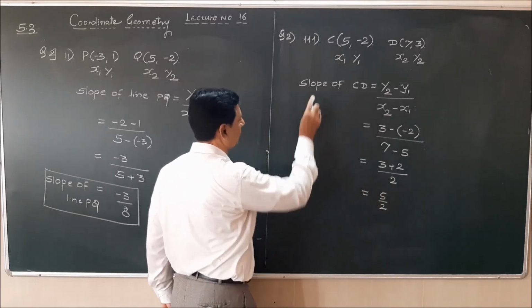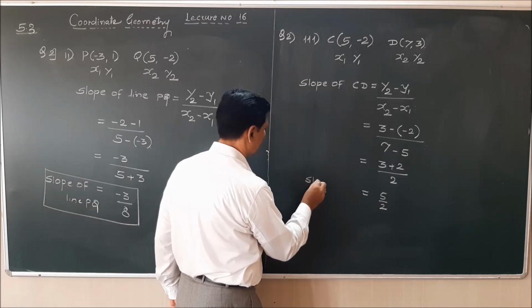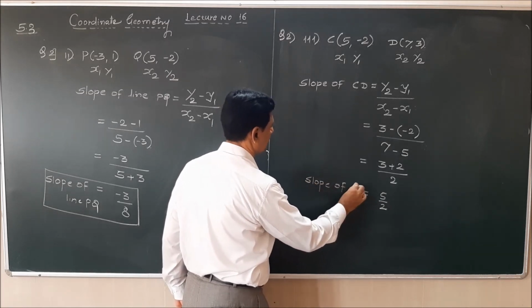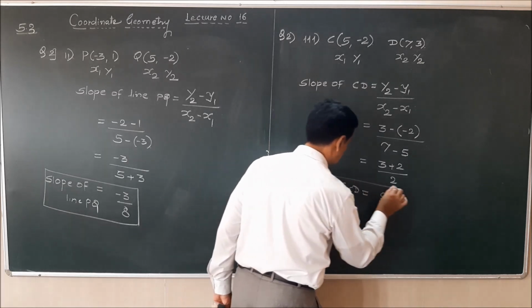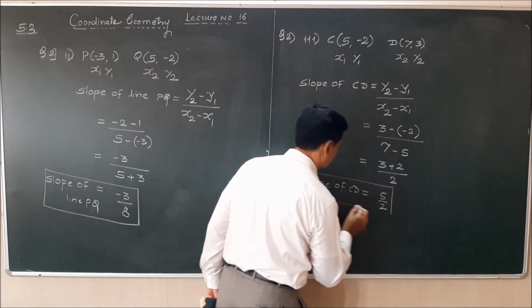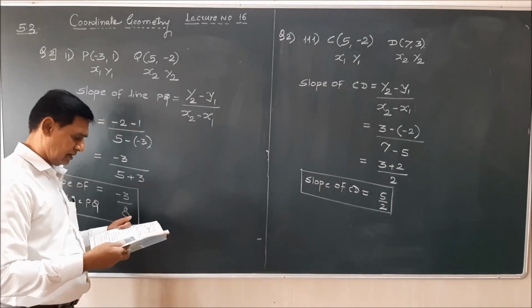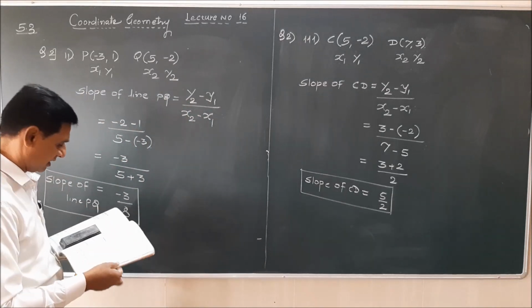This is the slope of line CD. So the slope of CD is equal to 5 upon 2. One more sum is there, I think. Okay, you know, 6 sums are there.